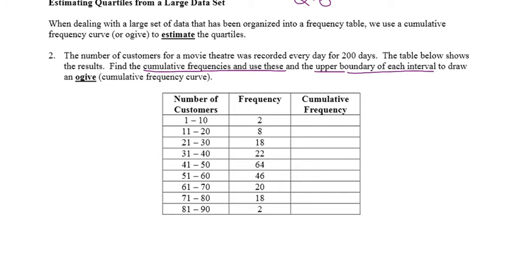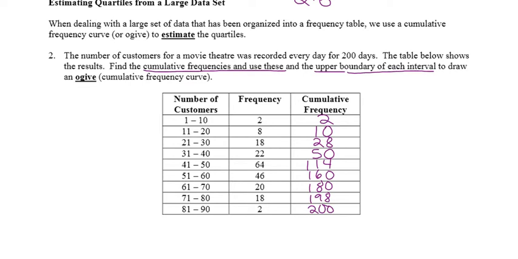Okay, so what's the first cumulative frequency? 2. And then? Okay, so we got 2 plus 8 is 10. What's next? 28. Plus 22? Let's go with 50. Plus 64? 114. 120, and that is 160. 180. 198. And if we did this right, it should add up to 200, right? Because we recorded for 200 days.